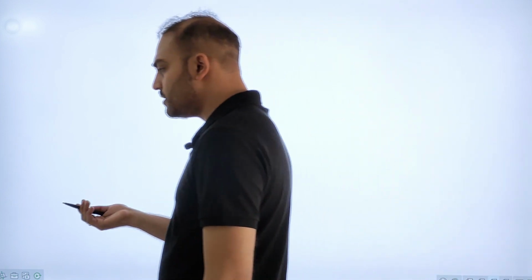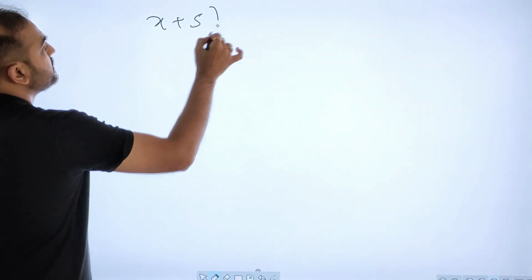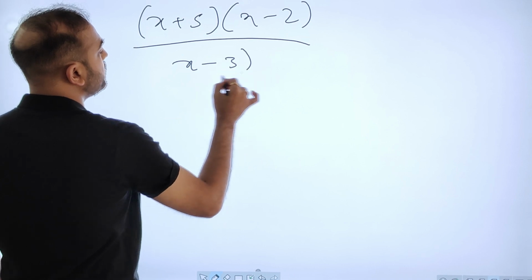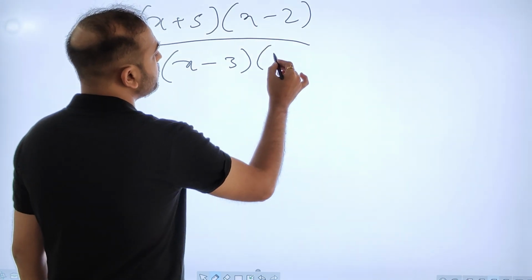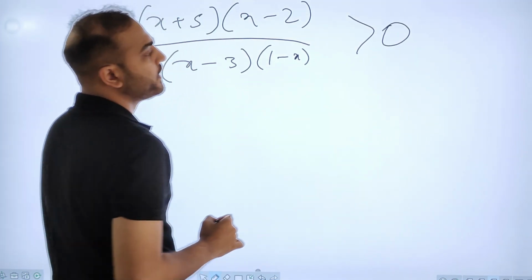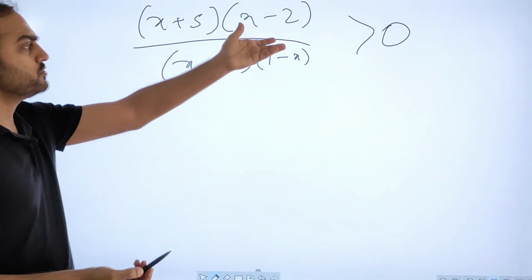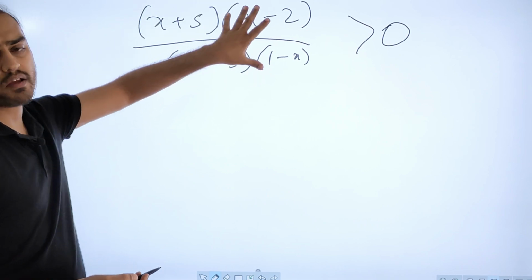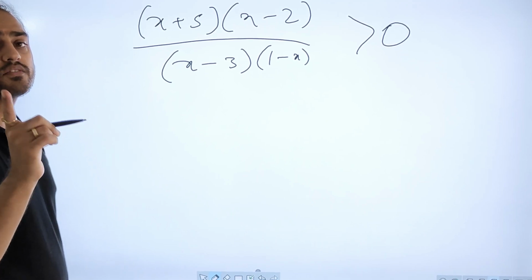Okay, let's see this in another example. Say I have (x plus 5)(x minus 2) by (x minus 3)(1 minus x) greater than 0. Now if you look, this is your normal equation, right? It was quadratic on top, quadratic on bottom. I've already simplified it for you. Now before we go and find roots, what is the first condition?